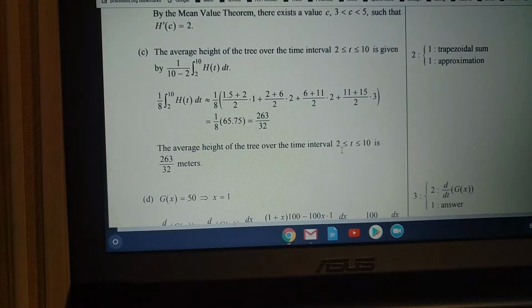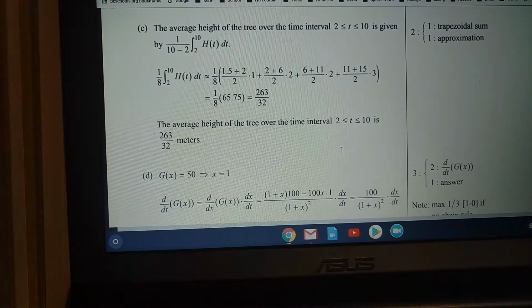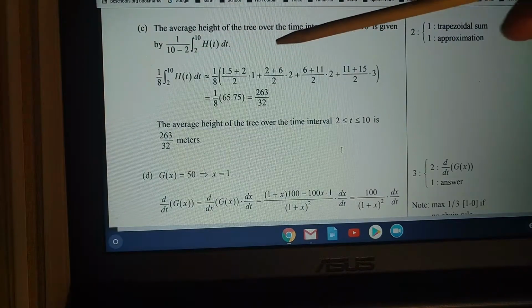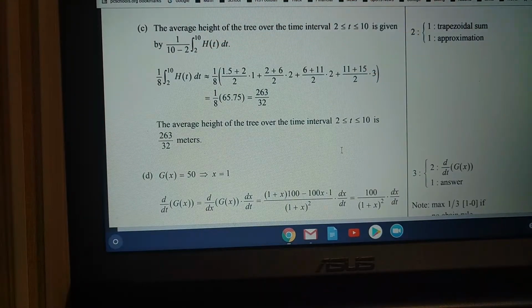Okay, for C. So for C, it's very interesting. Now we're calculating average height, not average rate of change. So since we're talking about the average value, we know it is the integral divided by the interval, or in essence 1 over the interval times the integral.